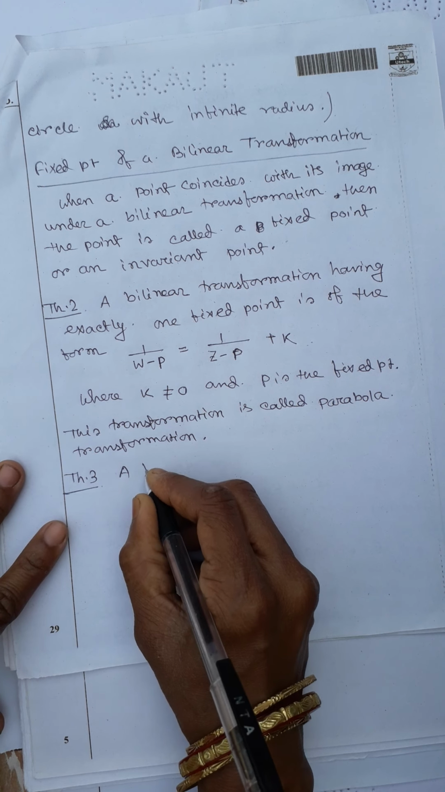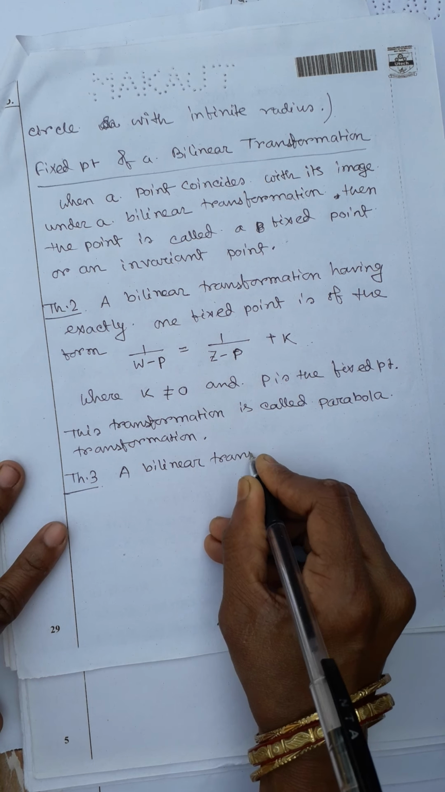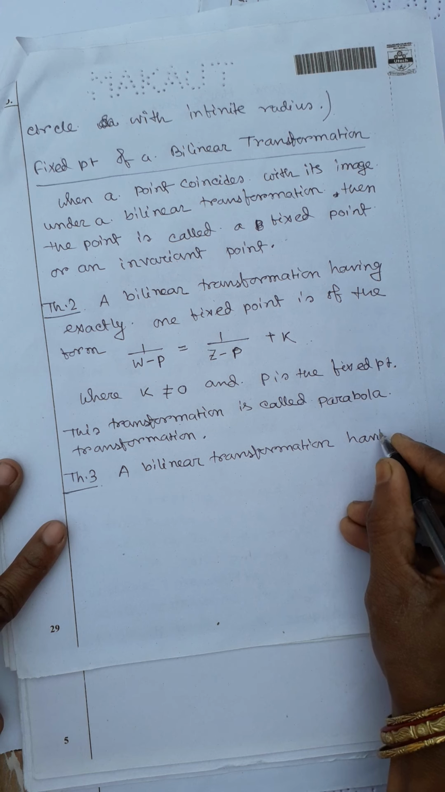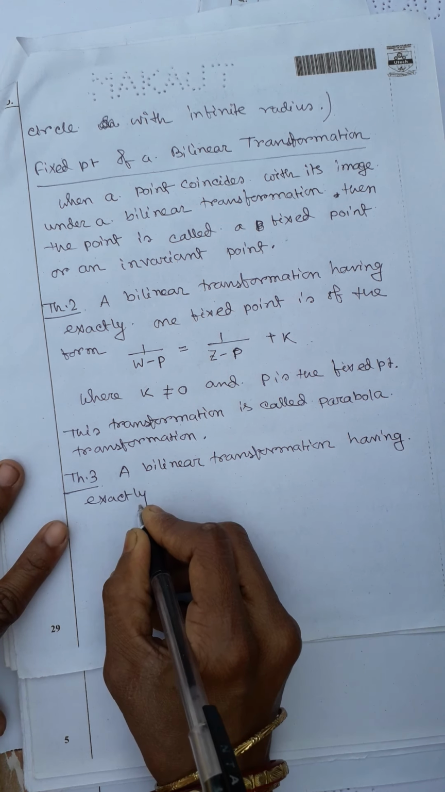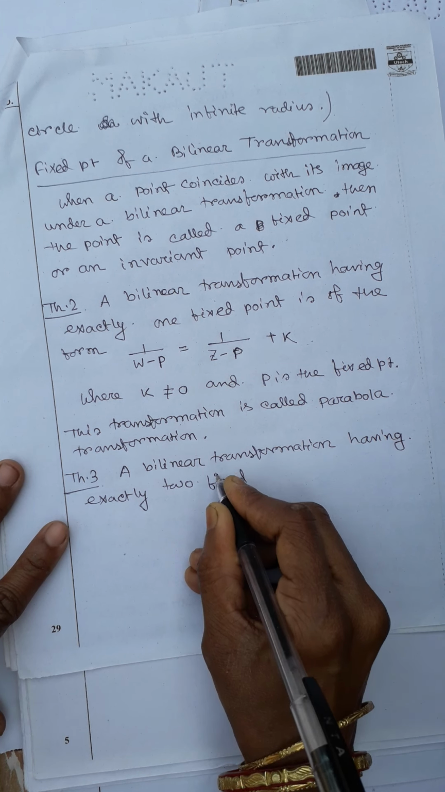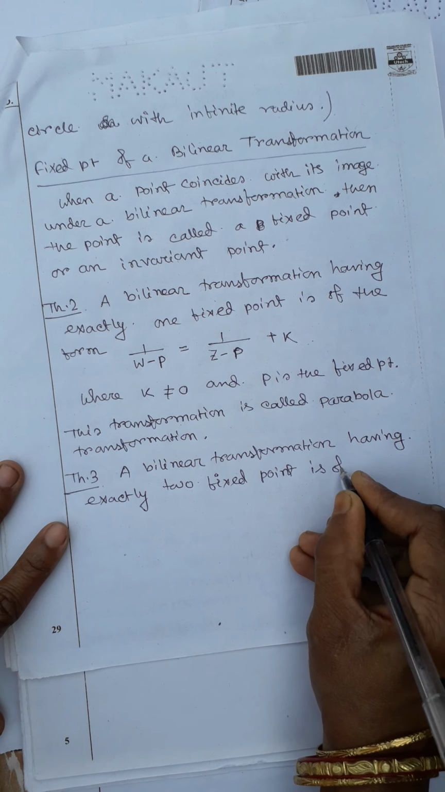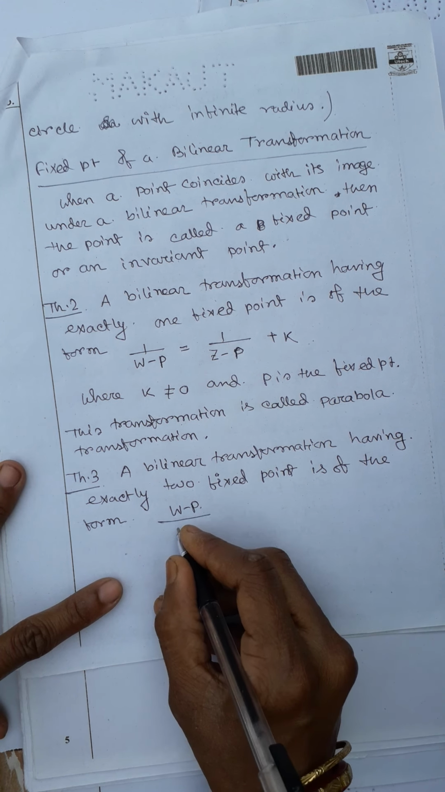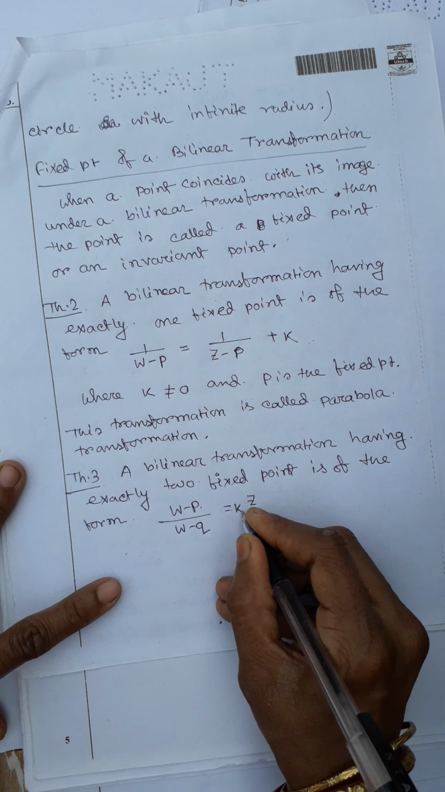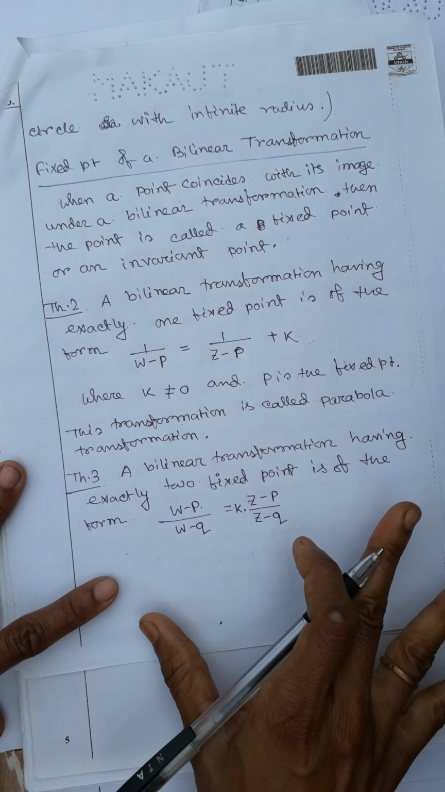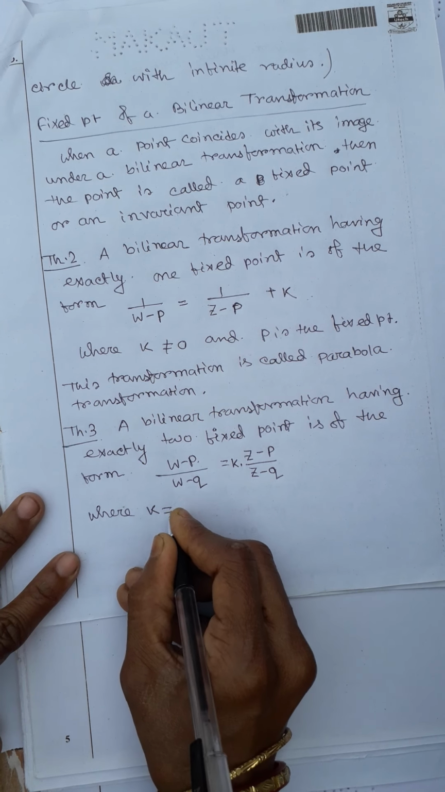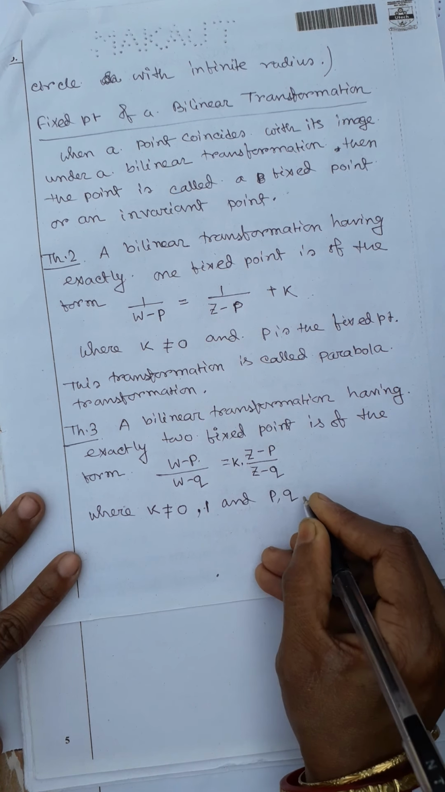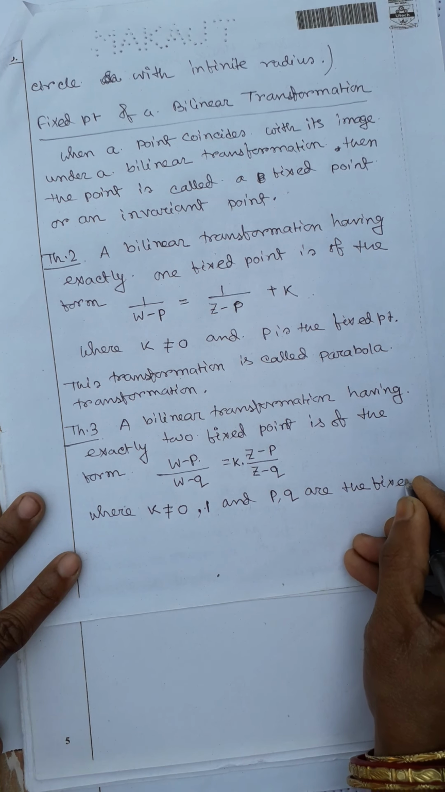Next, theorem 3. A bilinear transformation having exactly two fixed points is of the form (w minus p)/(w minus q) = k (z minus p)/(z minus q), where k is not equal to 0 and 1, and p, q are the fixed points.